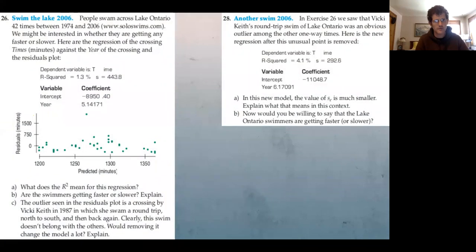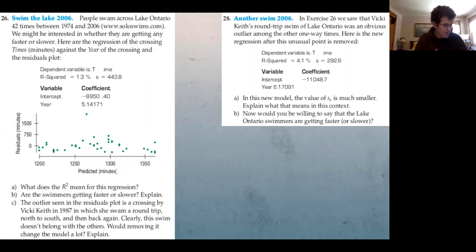conceptual. All right, so we're looking at people swimming across Lake Ontario. Why anyone would want to swim across a Great Lake is beyond me, but whatever. People do it. And it happened 42 times between 1974 and 2006. There's even a website that tracks this. What is wrong with people?